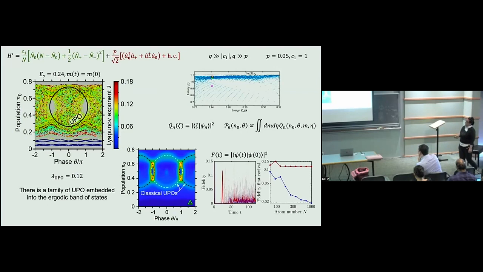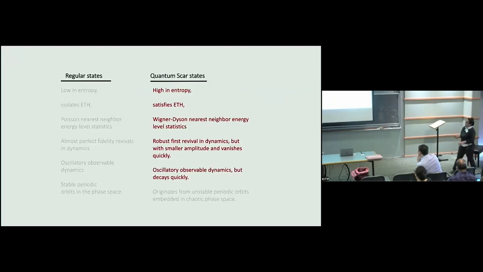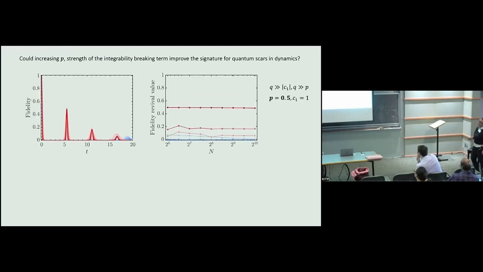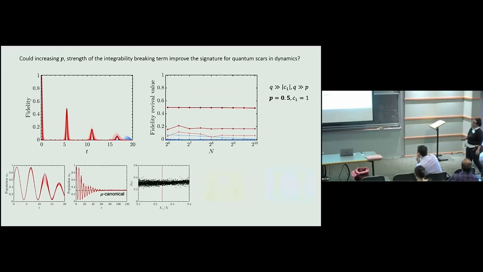So basically now we can fill the rest of it. We found that quantum scar states were embedded in the high entropy region. The entire ensemble of these states satisfy ETH, and it showed Wigner-Dyson statistics. On top of it, there was a robust first revival in dynamics, and then there are some oscillatory observable dynamics that I didn't show, but it decays quickly, again consistently with the fact that ETH is satisfied. I'm going to pass this, but you can ask me what happens if we increase P, the integrability breaking term.